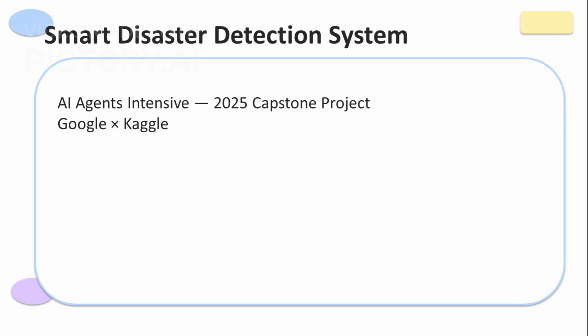In this video, I'm going to walk you through my smart disaster detection system, the Capstone project I built for the 2025 Google and Kaggle AI Agents Intensive. The idea behind this project is simple. What if a team of AI agents could look at an image and instantly understand a disaster, just like a human would? That's exactly what we're exploring today.